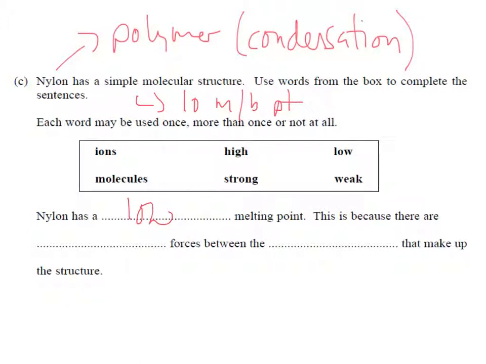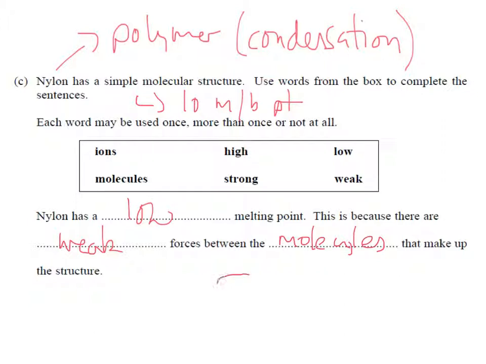Now this is because, if it's going to have a low melting point, there's a good chance the forces are going to be weak. And it's between what makes up the structure. You've got a choice here between molecules and ions. Now bearing in mind the question has already told you it's molecular, the answer is obviously going to be molecules. It's not going to be any ions because it's a molecular structure.